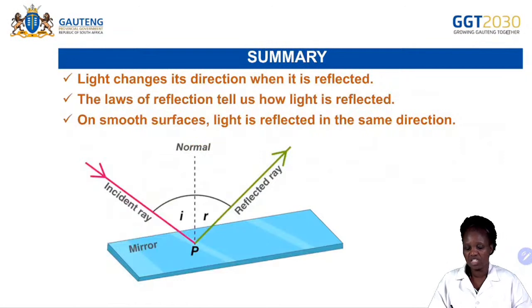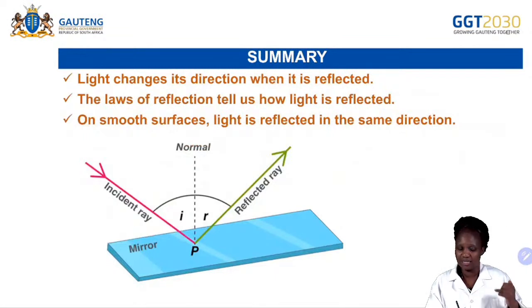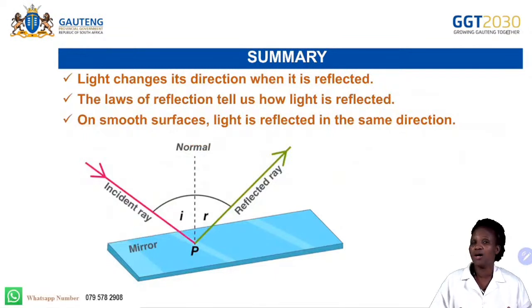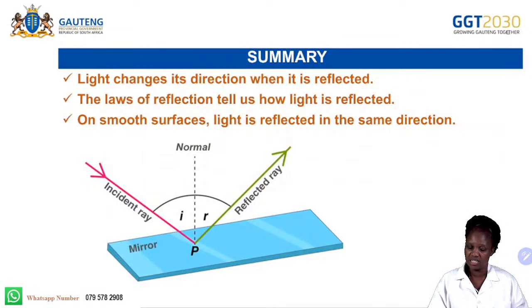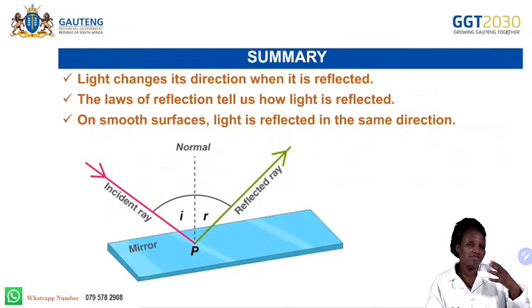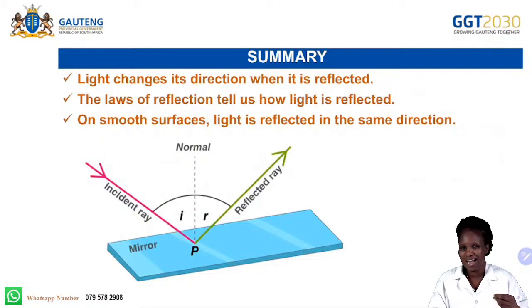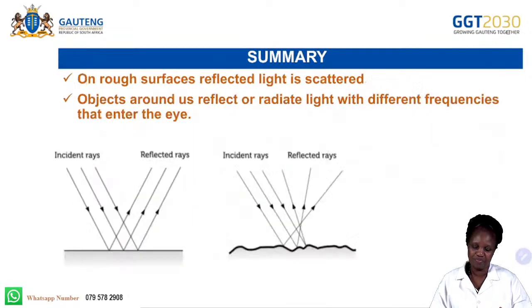Light changes its direction when it is reflected. The laws of reflection tell us how light is being reflected. On smooth surfaces, light is reflected in the same direction. Right. And then we've got a good diagram there. We've got the incoming ray, that is the incident ray, and the outgoing ray, that is the reflected ray, which reaches our eyes, and then it makes it possible for us to see the color of different objects, to see different objects in our classroom.